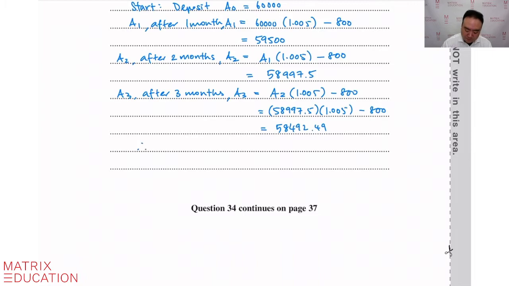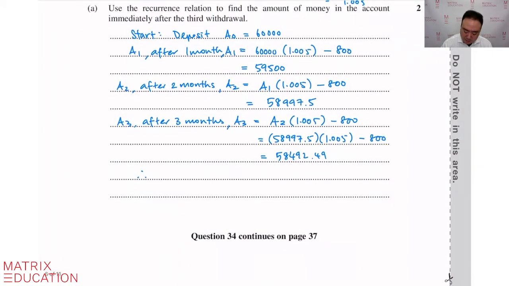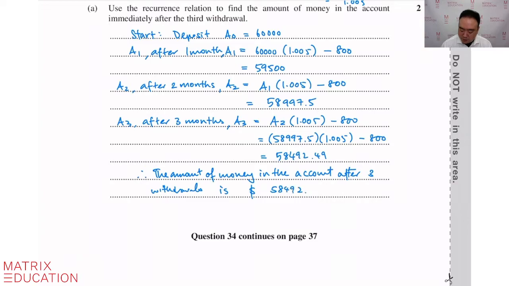Okay, therefore the amount of money in the account after 3 withdrawals is 58492.49. Okay, and that is the answer to this question.